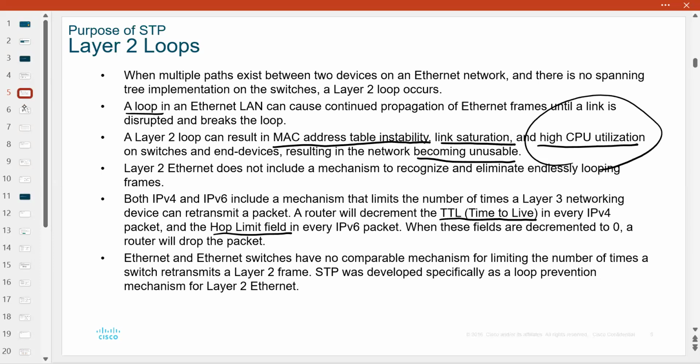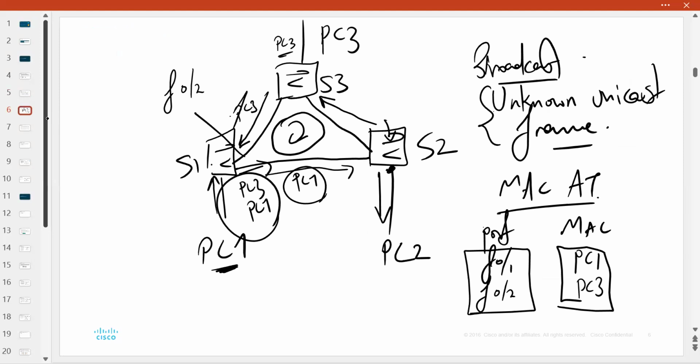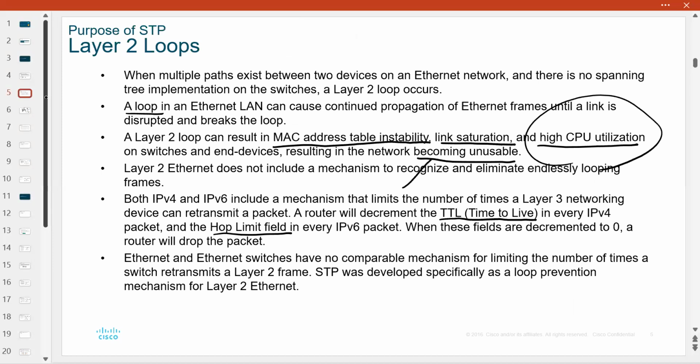Link saturation: obviously we can see that at some point too many packets and frames are travelling on this link, and that is what saturation is. We don't need that. Then congestion: if my link's bandwidth is used up, that is definitely congestion. It can lead to our network being unusable because the link is overloaded and the switch processing power is overloaded as well. Those are the issues that come with having loops. Right. Unlike IPv4, which has a time to live, TTL.